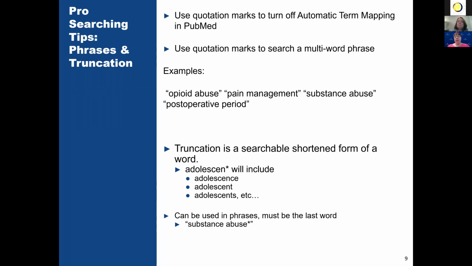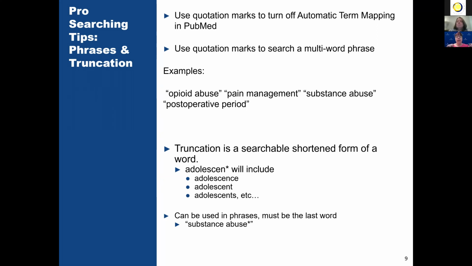One is, in most databases, they have a back-end process that's referred to, as an example in PubMed, as automatic term mapping. The programmers have said, okay, do this if the searcher doesn't tell you what to do with your search. That means when you just typed your words in. Now, if you put your words in quotation marks, it turns off that automatic term mapping. And so you get that phrase exactly the way you want it, which is important for multi-word phrases.